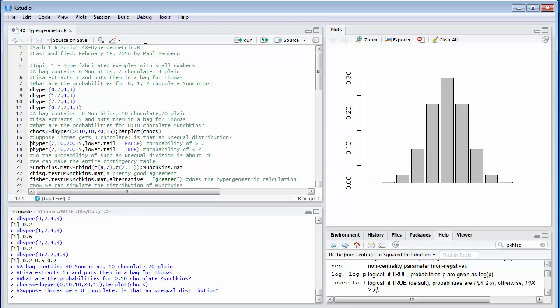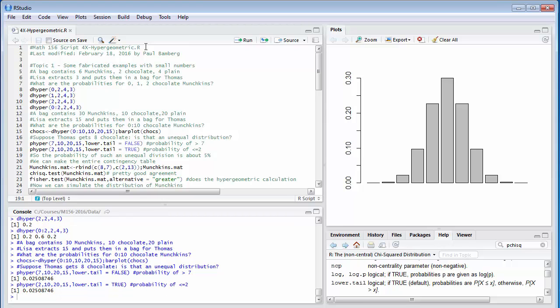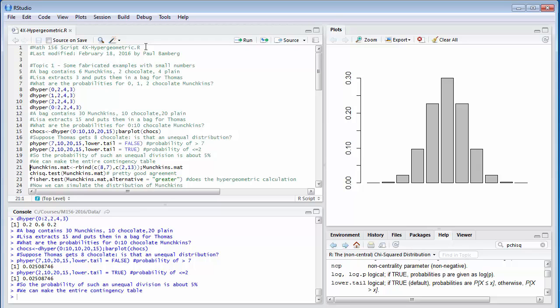And with lower dot tail equals false, so it gives the probability of more than 7, it says there's only a 2.5% chance that he's going to get more than 7. And furthermore, the probability that he'll get 0, 1, or 2 is also about 2.5%. So the probability of such an unequal distribution is about 5%. It's unlikely that this would arise by chance, but by no means impossible. In fact, we can make up the entire contingency table for this situation.